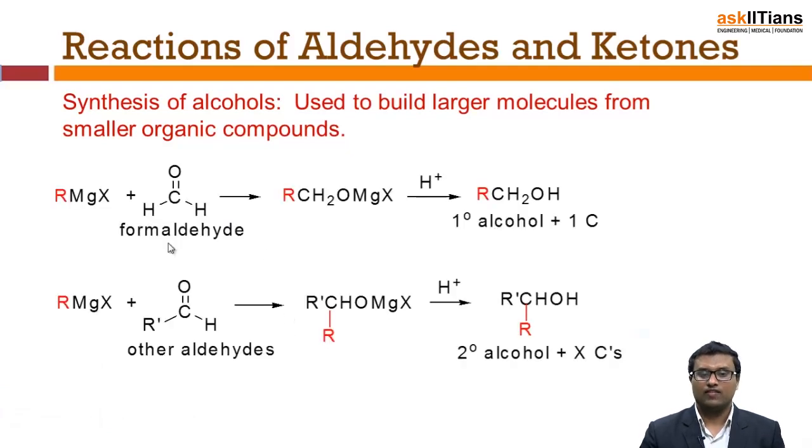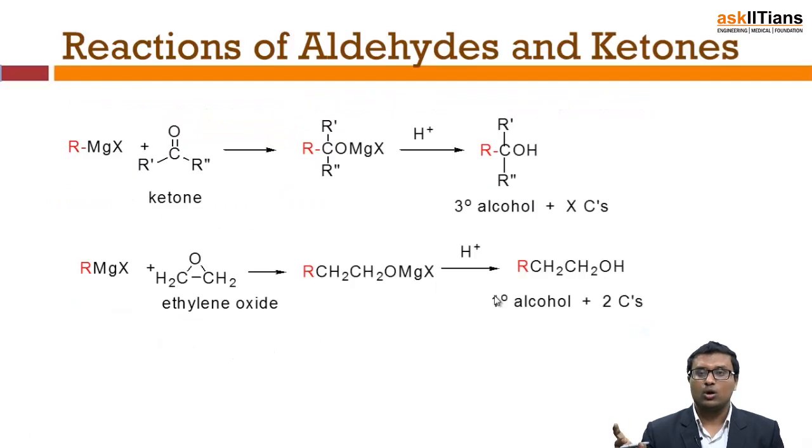So from formaldehyde, if it is an aldehyde and using Grignard reagent, you will be getting a 1 degree alcohol, right? And if you have other aldehydes, for example, instead of formaldehyde you have R-CHO, with the same Grignard reagent and hydrolysis, you will be getting a 2 degree alcohol. So you can get a 1 degree alcohol, a 2 degree alcohol, and not only that, you can get a 3 degree alcohol from your ketone. That is the beauty of your Grignard reagent, guys, right? You can get a 1 degree, 2 degree and 3 degree alcohol.